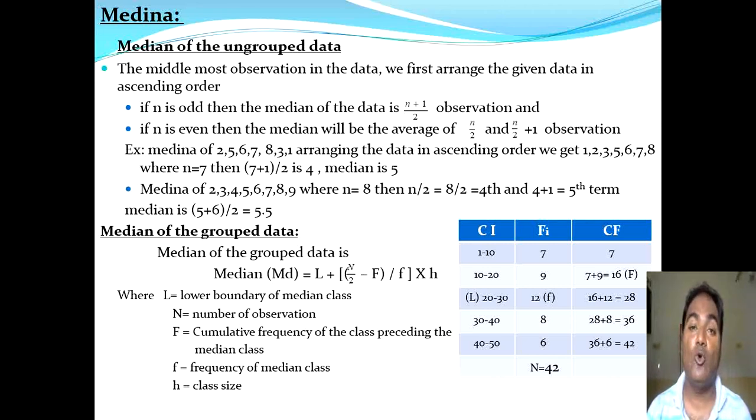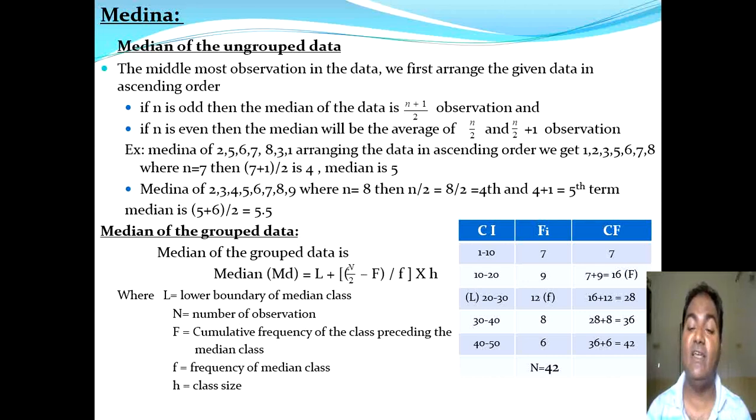Now, median of grouped data. For this, we have a formula, same as for mean and mode. The formula is given as L plus ((n by 2 minus capital F) by small f) into h. I have given the formula and abbreviated it. You can see what L is: the lower boundary of the median class.